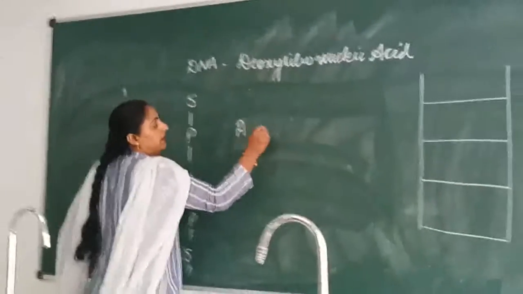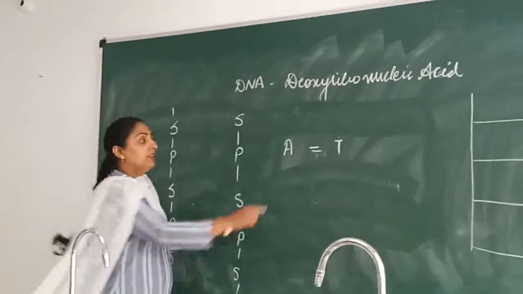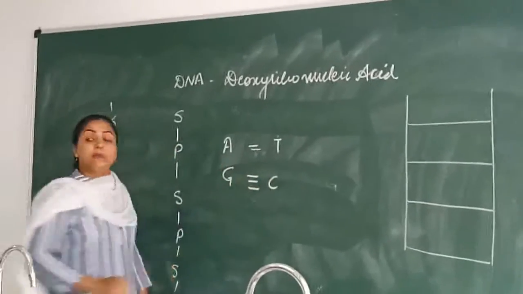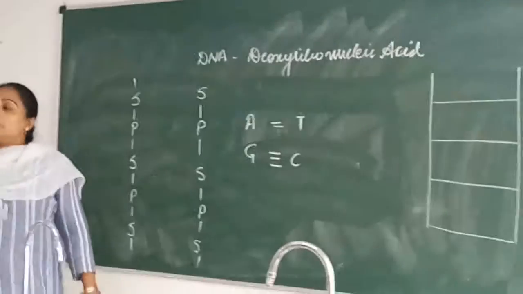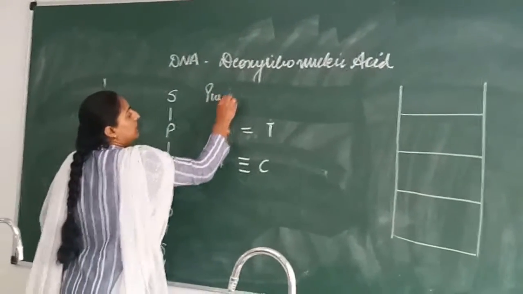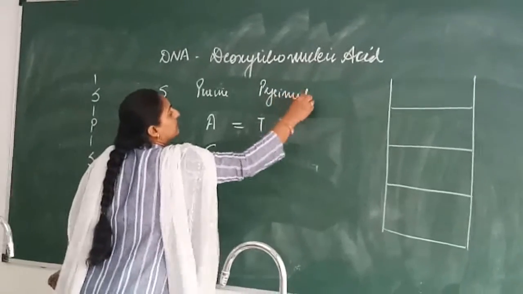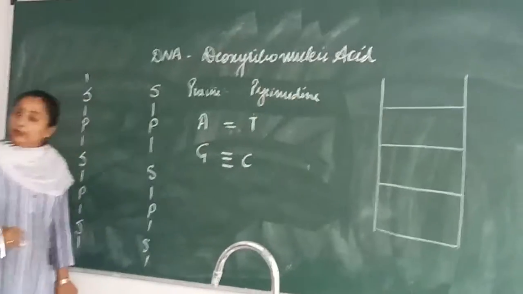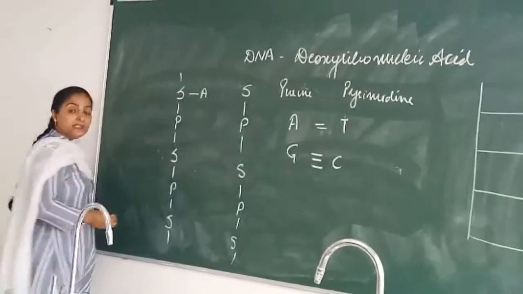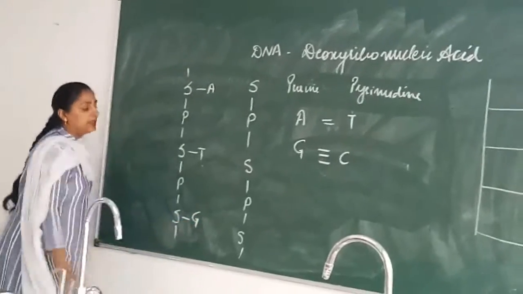Adenine and thymine always pair with each other with 2 hydrogen bonds. Guanine and cytosine always pair with each other with 3 hydrogen bonds. You can say one purine always pairs with one pyrimidine. Okay? So supposing here it is A, supposing here it is T, supposing here it is G.